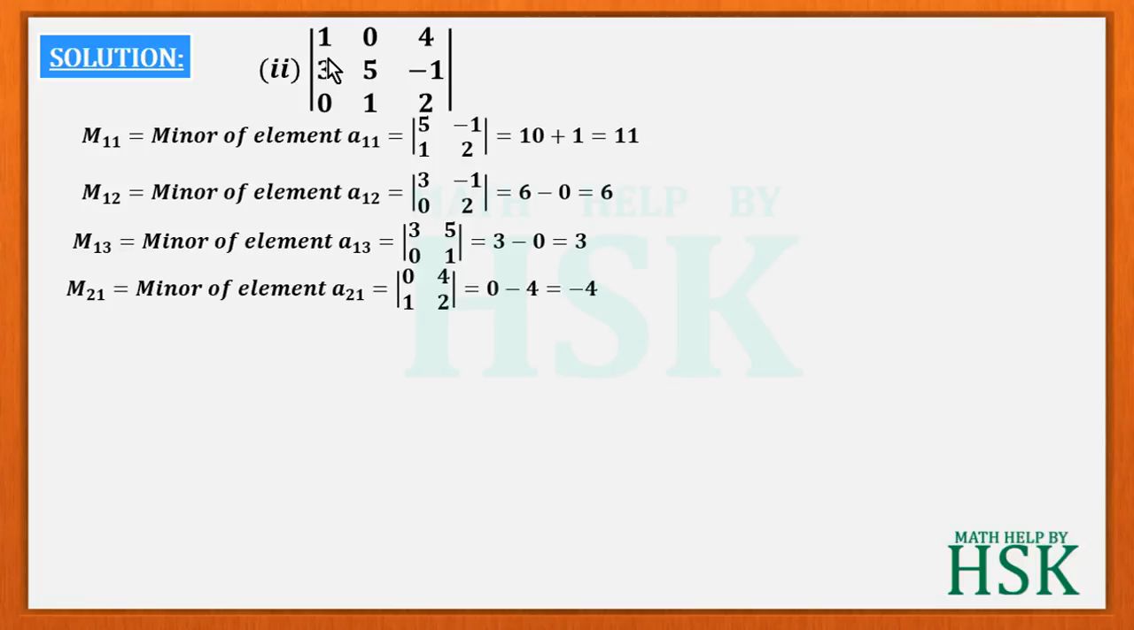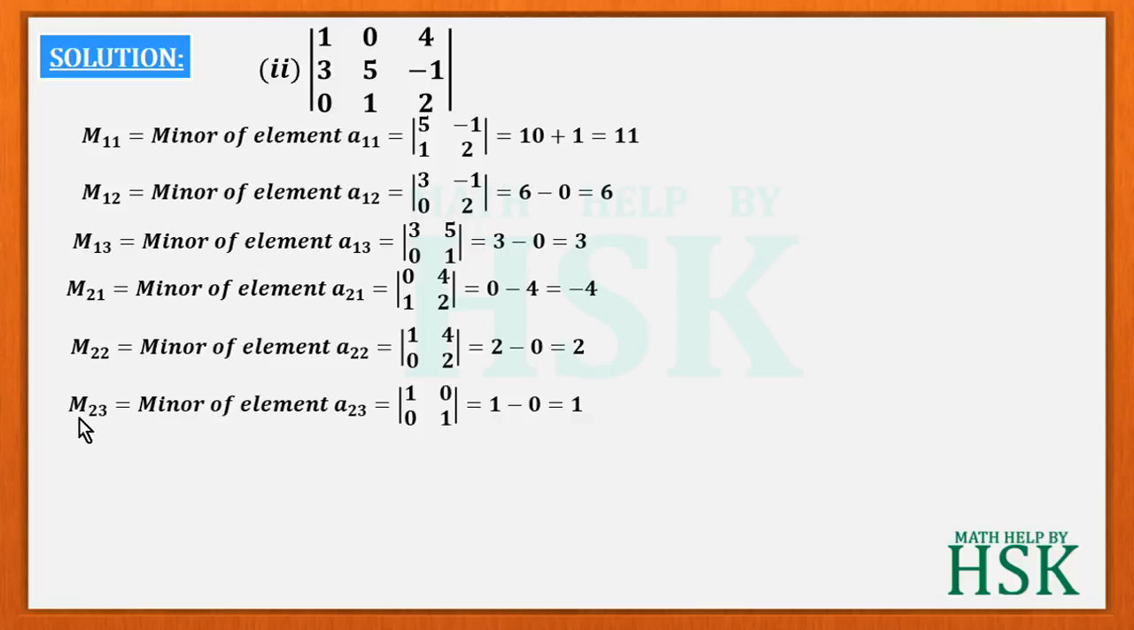m21, the minor of this element, would be equal to the determinant 0 4 / 1 2, and this would be equal to 0 minus 4, or minus 4. m22, the minor of this element, would be equal to the determinant 1 4 / 0 2, this will be equal to 2 minus 0, 0 into 4 is 0, so 2 minus 0, or 2.